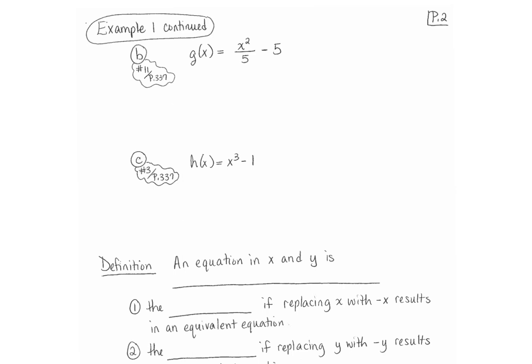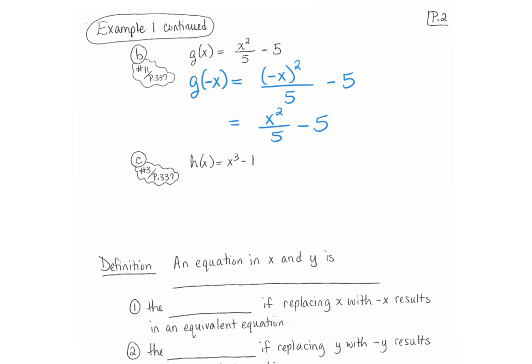So let's write this out. Very good. We need to test g of negative x to see what we get. Make sure you put that negative x in parentheses. Negative x quantity squared over 5, all of that minus 5. Negative x squared is what? A positive. I'm asking you to tell me what it is. X squared. Good. Negative x quantity squared is x squared. So this is x squared over 5 minus 5.